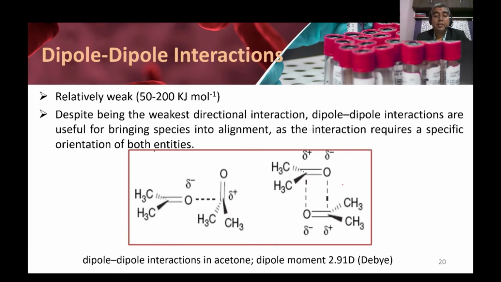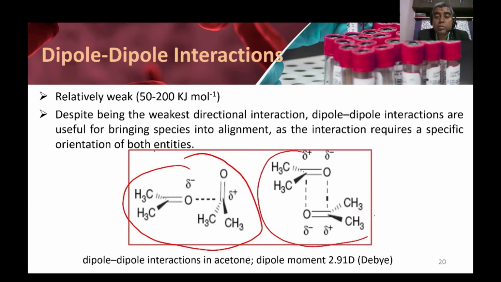We can see in the image dipole-dipole interaction in acetone. So we can see in this image, for this dipole-dipole interaction, it requires specific orientation. That means it requires a specific arrangement in space, and then we can get this dipole-dipole interaction. Another figure also shows a specific arrangement of the acetone molecules, and the dipole moment of acetone is 2.91 Debye. Debye is the unit for the dipole moment.